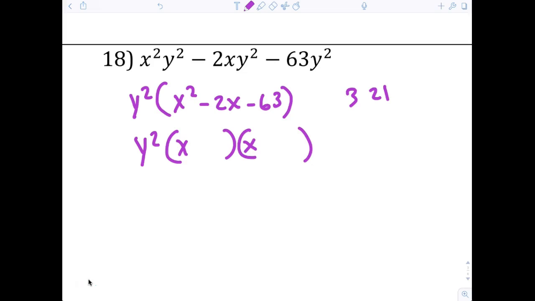63. What times what is 63? Most common one. You finish all of it? What is it? Tell me. What times what is 63?